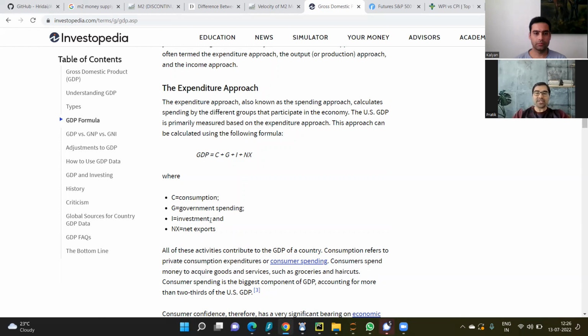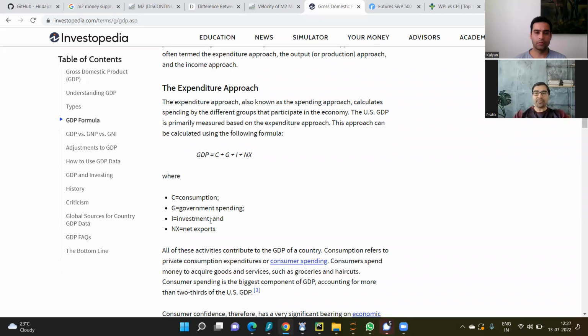Let's also consider investment. Investment is the investment that companies or individuals do, any kind of investment that you are making, not just in the stock market, but productive investments, like you are buying an asset, let's say a factory, or creating some sort of machinery. All those things will go into investment, right?